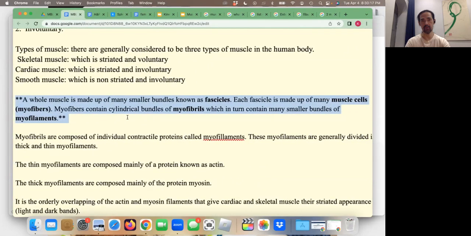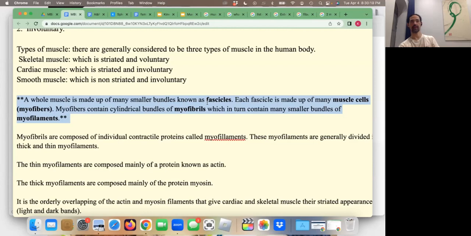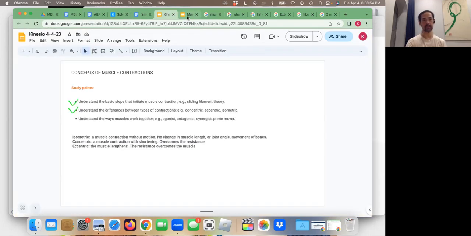I just want you guys to review this here, which is that a whole muscle is made up of many smaller bundles known as fascicles. So a muscle is made of fascicles. Each fascicle is made up of muscle cells, or myofibers. Myofibers contain myofibrils, which contain myofilaments. And the myofilaments are made up of actin and myosin. So the myofilaments actually make up the sarcomere.